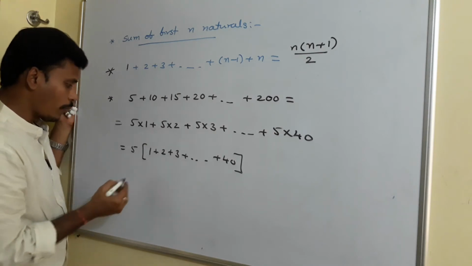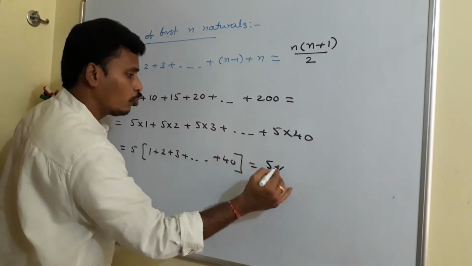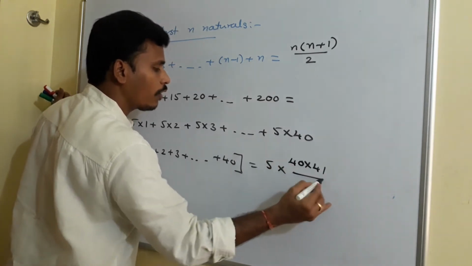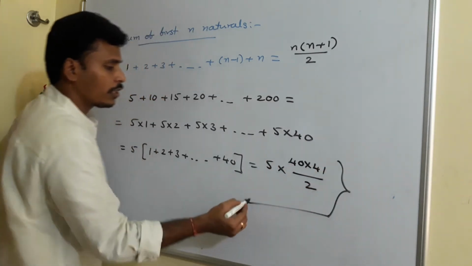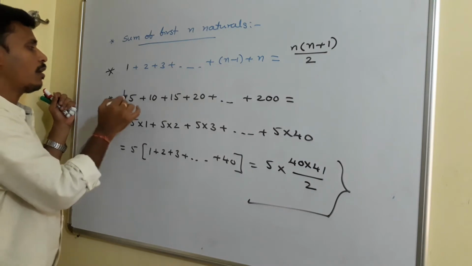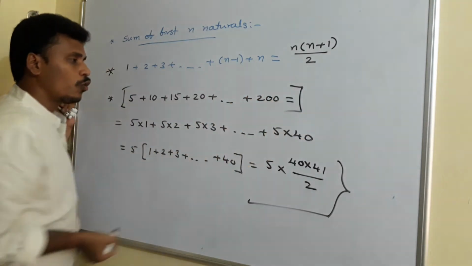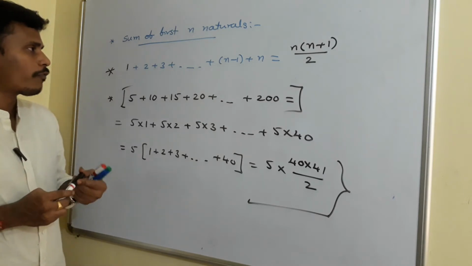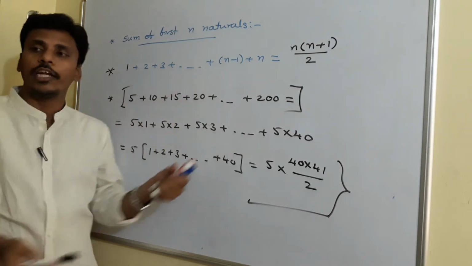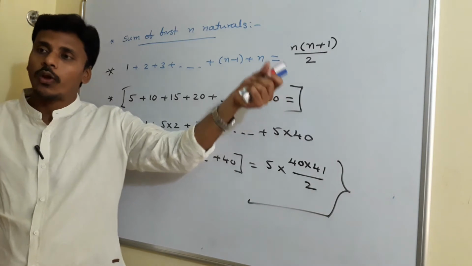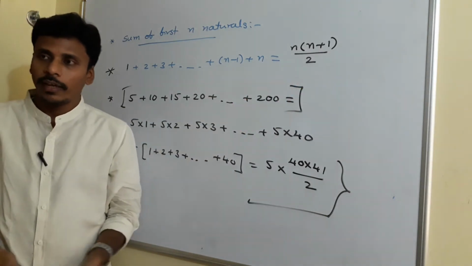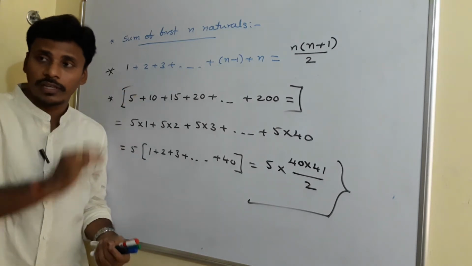Then with that formula, you have 5 into the sum of the first 40 naturals, 40 into 41 by 2. On simplification, you will get the sum of the multiples of 5 from 5 to 200. Just have a look at this. Initially, if you identify the sum of the first n naturals as n into n plus 1 by 2, then you are allowed to utilize this formula in many cases wherever required. Is it clear? This is the sum of the first n natural numbers.